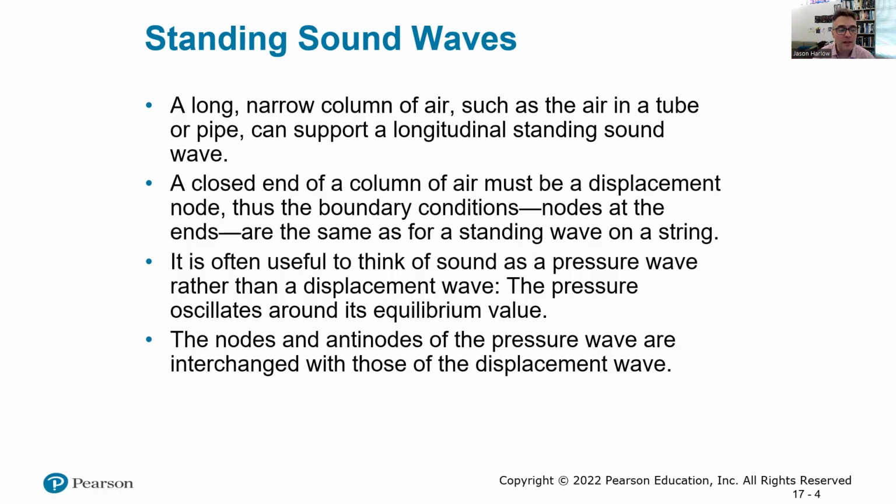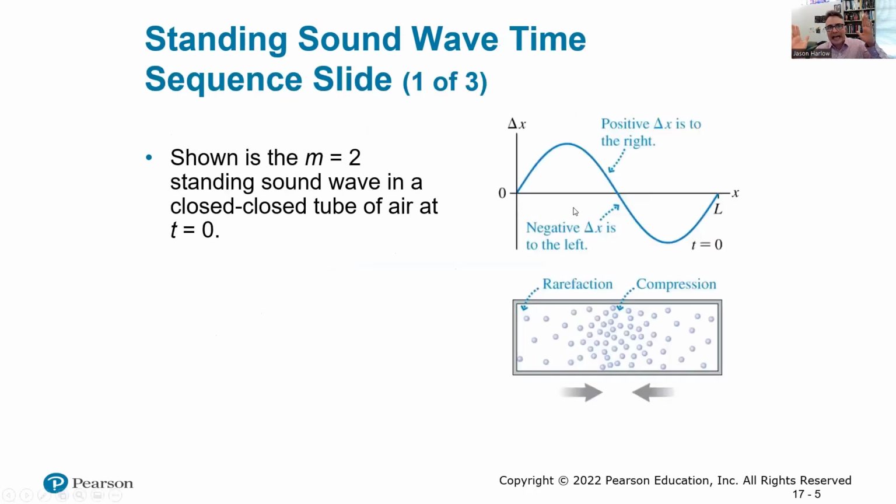And it turns out that the nodes and antinodes of the pressure wave are interchanged with those of the displacement wave. So just looking at now the displacement wave, these oscillations, I'll step through 3 slides, 1, 2, and 3, showing what's going on with the actual particles. So right now, we are seeing that particles are at their equilibrium position at the left end. They're displaced to the right here, about a quarter of the way along. They're at their equilibrium position at the middle, and they're displaced to the left over at 3/4 of the way across.